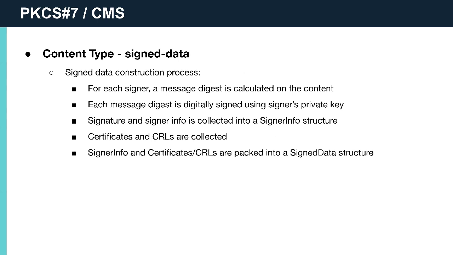So the process to construct a signed data type, for each signer, you first calculate a message digest on the content. Each message digest is then signed using that signer's key, their private key. The signature and the information about the signer is collected into what they call a signer info structure to be appended onto that structure. So any certificates or CRLs can be embedded into the data type, and then all of that's packed up into what's called a signed data structure.